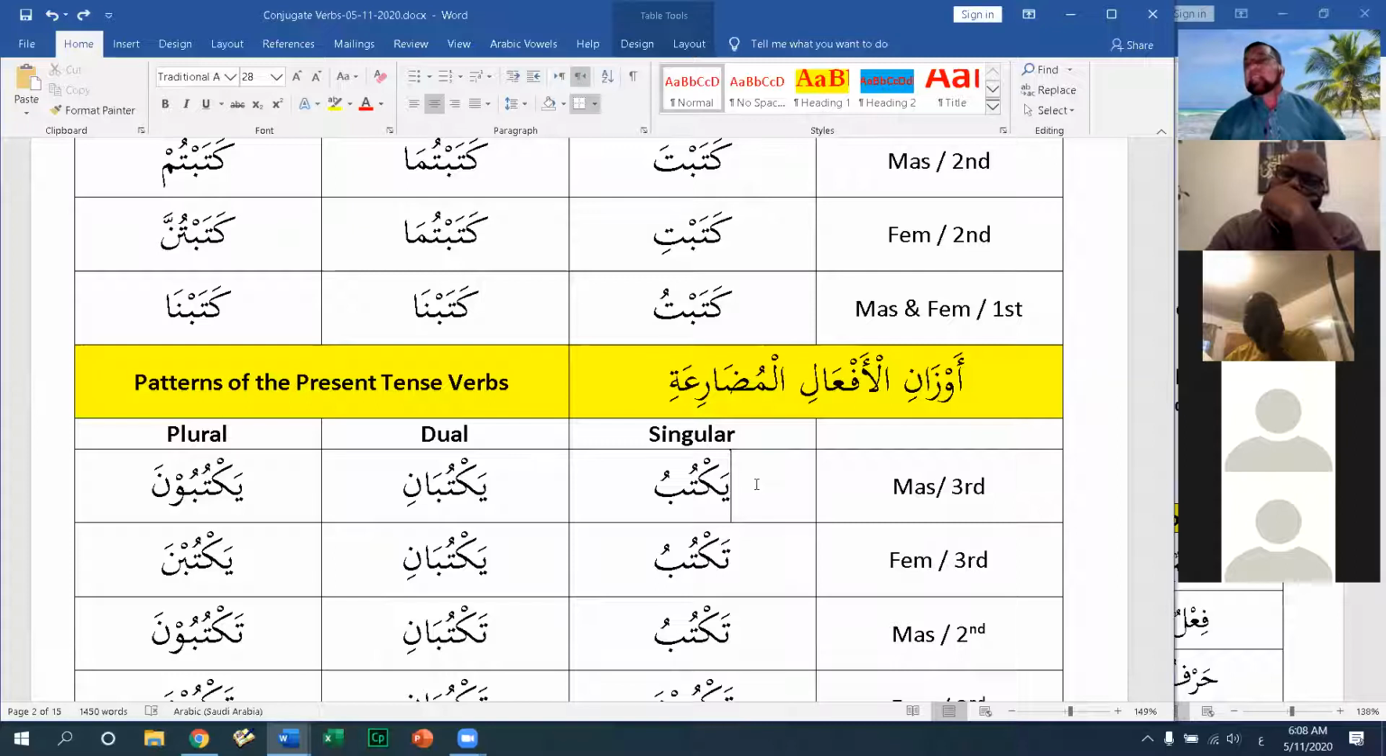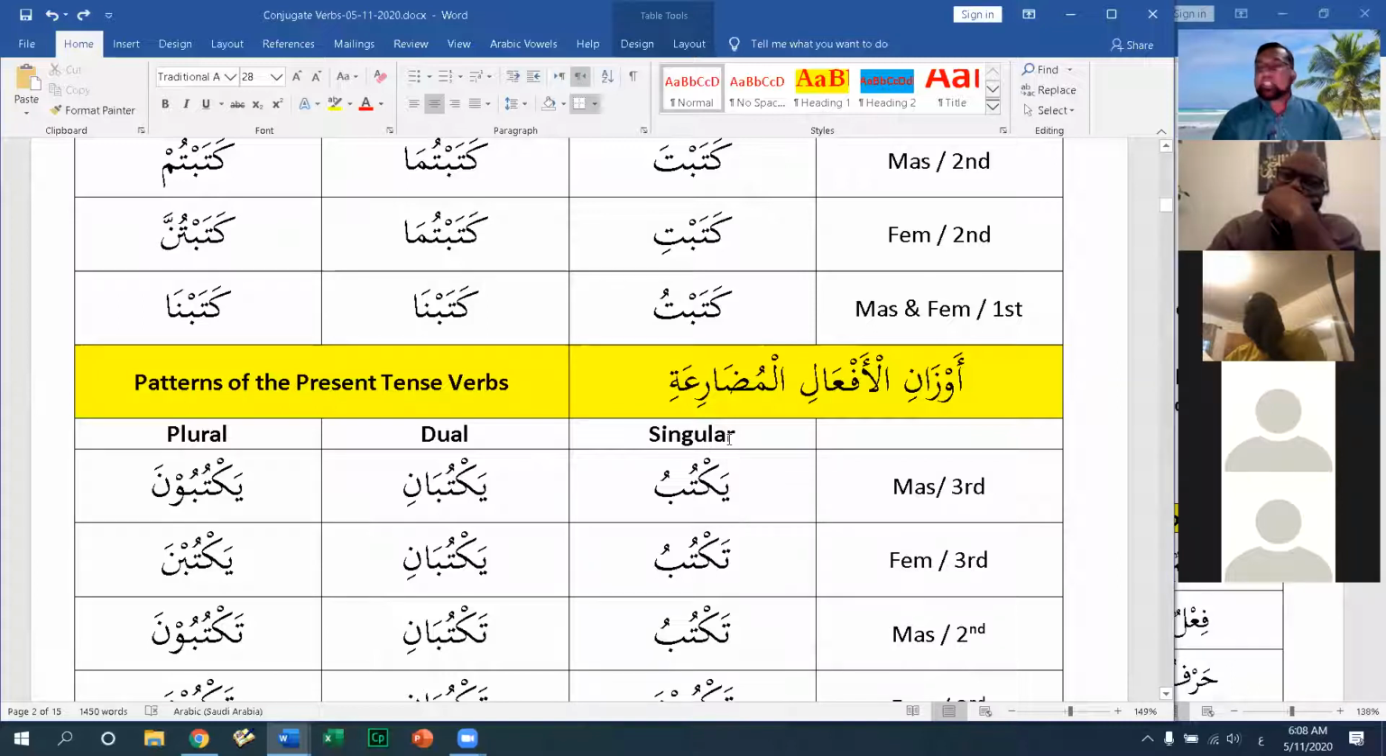So you can have nine different combinations, right? But for the same combination, it's kataba, right? For kataba, how come it's not yaktabu? How come it's yaktubu? Because you have to memorize each verb by itself. So you learn kataba yaktubu. You have to memorize that.